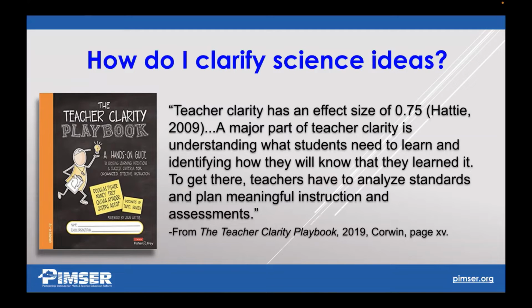So why this idea of clarity, and how do I go about clarifying science ideas? We know from research that teacher clarity has an effect size of 0.75. This is some of the research from Visible Learning by John Hattie. And that effect size of 0.75 means that it accelerates learning. A major part of teacher clarity is understanding what students need to learn and identifying how they would know that they have learned it. To get there, teachers have to analyze standards and plan meaningful instruction and assessments.